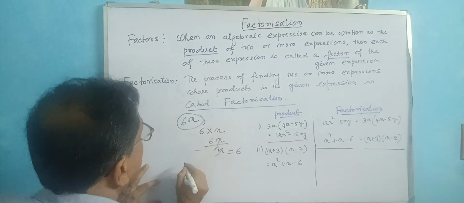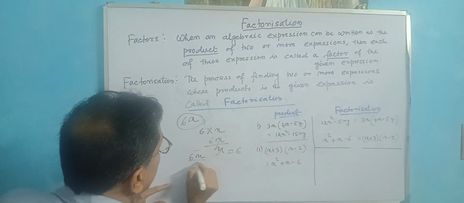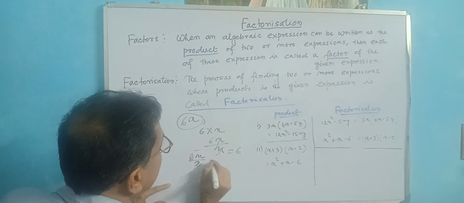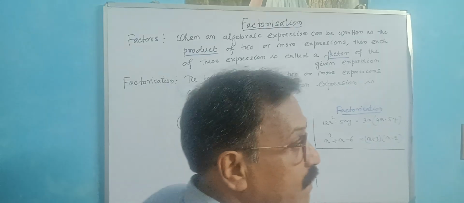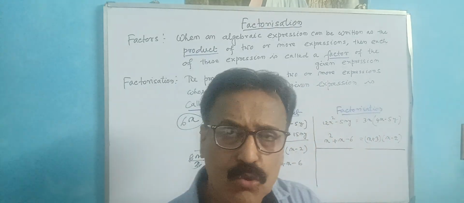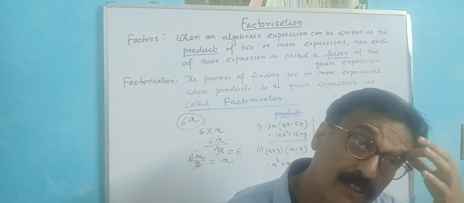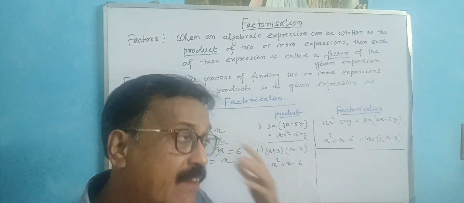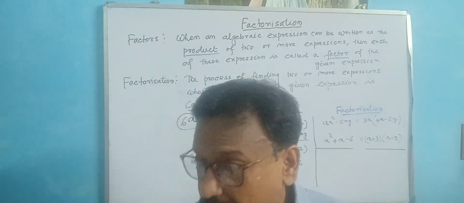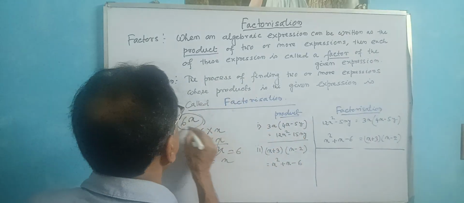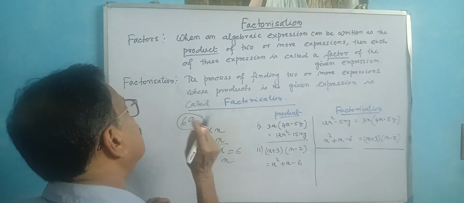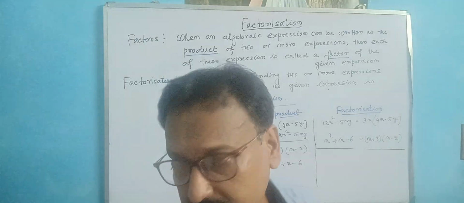So 6x divided by 6, cut, this is x. This means you totally cut, the remainder is 0 and the quotient is always a whole number. So factor means, that means 6x: 6 is a factor of 6x, and x is also a factor of 6x.